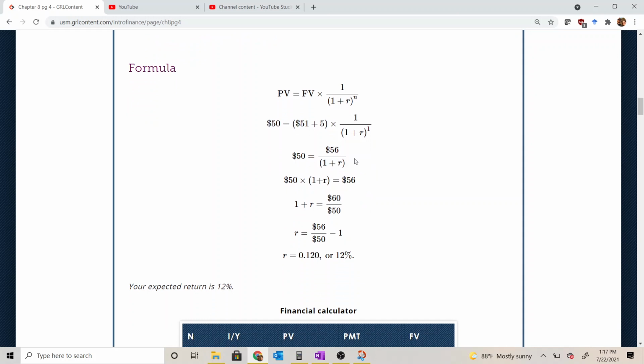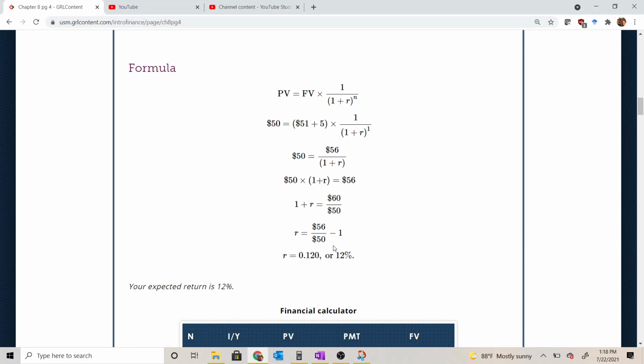So we're going to multiply both sides by 1 plus r, which will cancel out on the right-hand side here and it'll load over onto the left. So then on the left-hand side, we've got 50 times 1 plus r is equal to 56. We still want to get that r by itself, so we're going to divide both sides by 50. And when we divide the left-hand side by 50, it cancels out. And it's going to be 56 divided by 50 on the right-hand side. That's what this should be. It shouldn't be 60 divided by 50. It should be 56 divided by 50 is equal to 1 plus r.